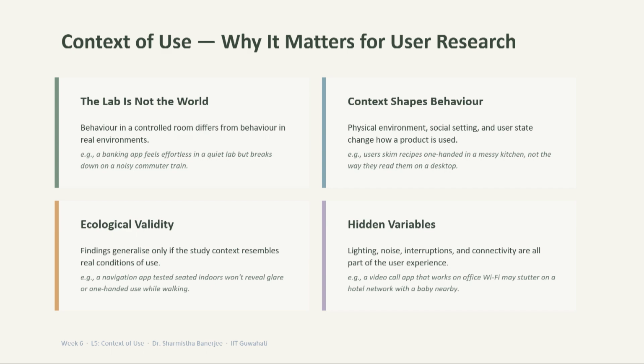hidden variables might be. So is there an effect of the lighting condition? Is there an effect of the noise? The different kinds of interruptions possible and connectivity. So when you're designing your user research, try to also measure these possible hidden variables and try to create a correlation whether the number of errors was dependent on the lighting condition or not. Did the error rate increase when the noise in the environment increased, and so on.